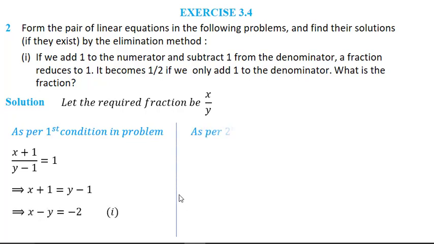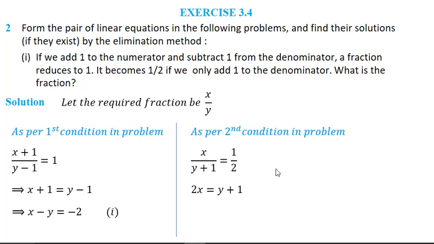Then as per the second condition, when I add 1 to the denominator, my fraction becomes half. So x upon y plus 1 becomes half. This gives me 2x equal to y plus 1. This gives me 2x minus y equal to 1.